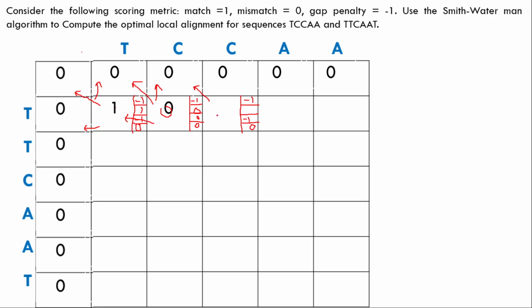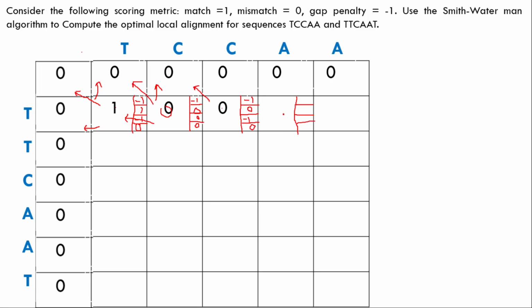Now C and T, it is a mismatch. So mismatch value is 0. So 0 and 0 is 0. So again, how much value do you get? Again you got the largest value is 0. One more I am doing. A few values I will do, then the remaining you do. For practice.